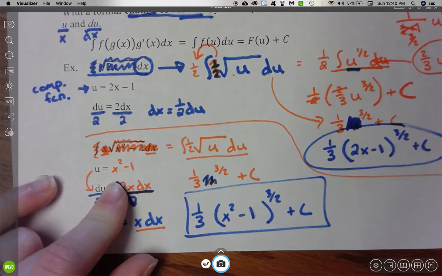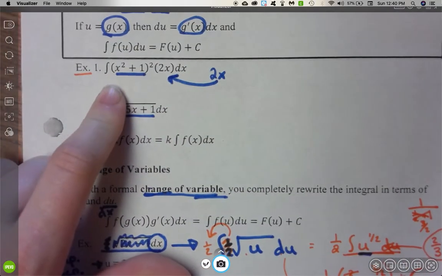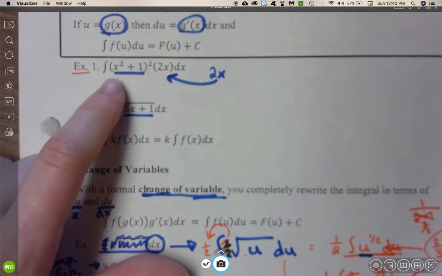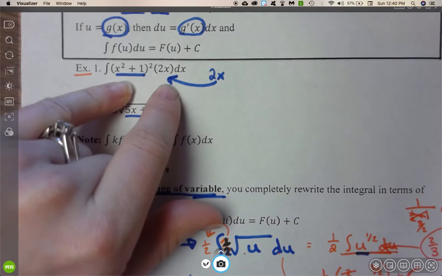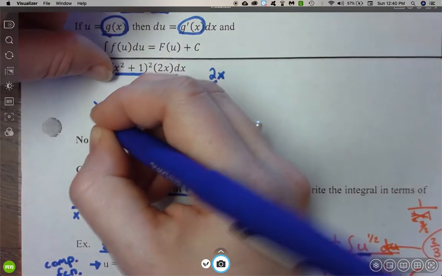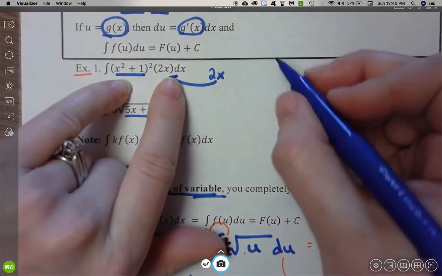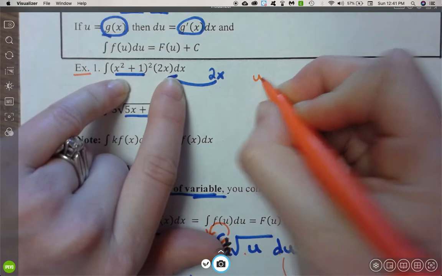Okay, I'm going to do one more, but I'm going to go back up to this top part. Let's do this first example, number 1, and figure out what our u and du are. I'm not going to do the second example. I'm just going to do this first example so you can write in this whole space right here. So let's figure out what u is and what du is.